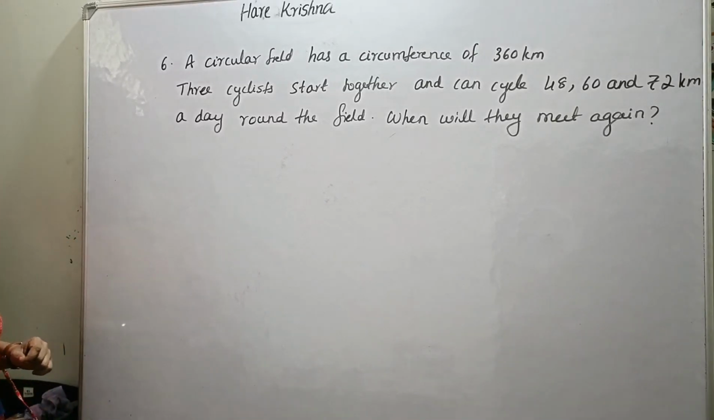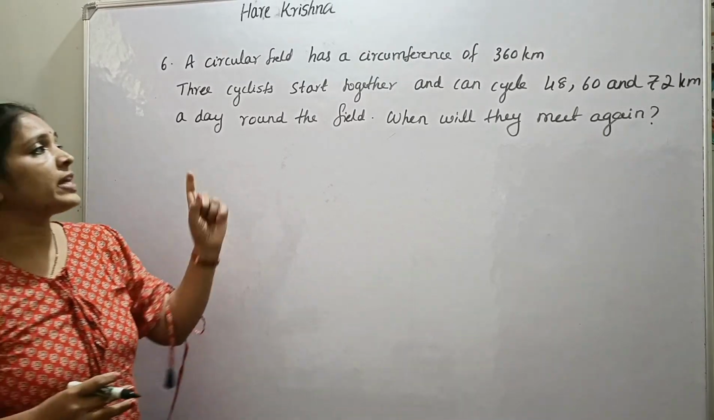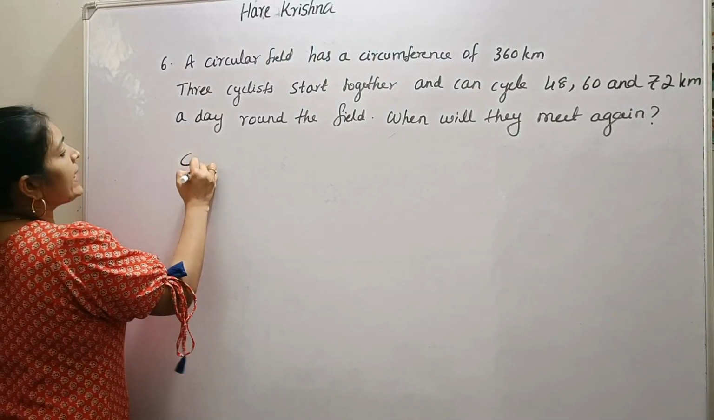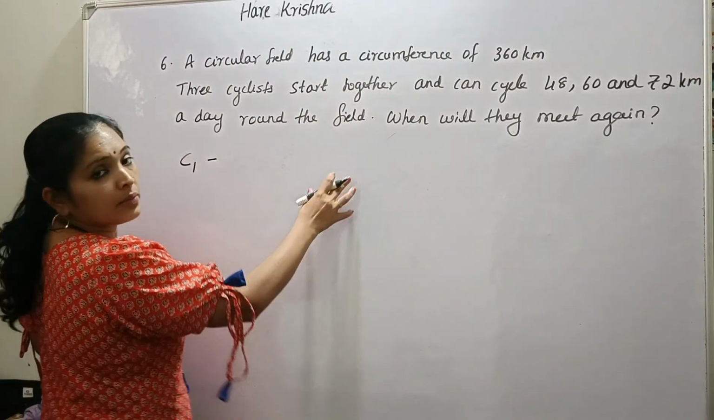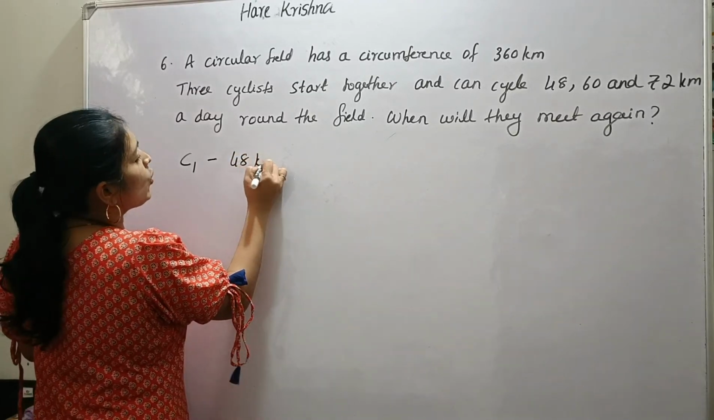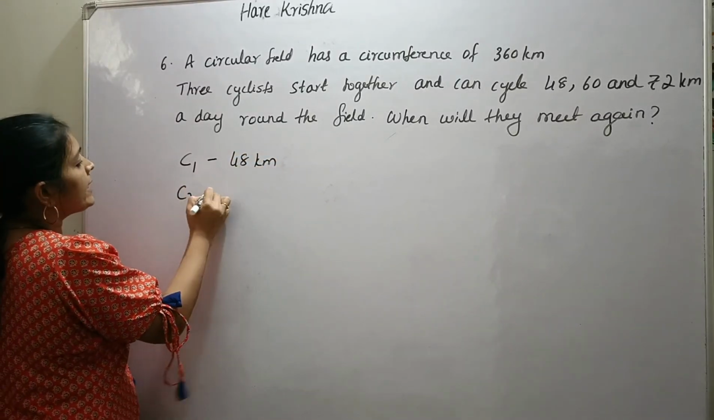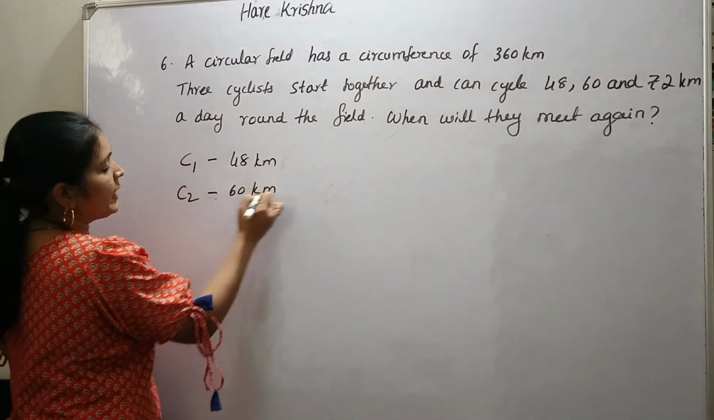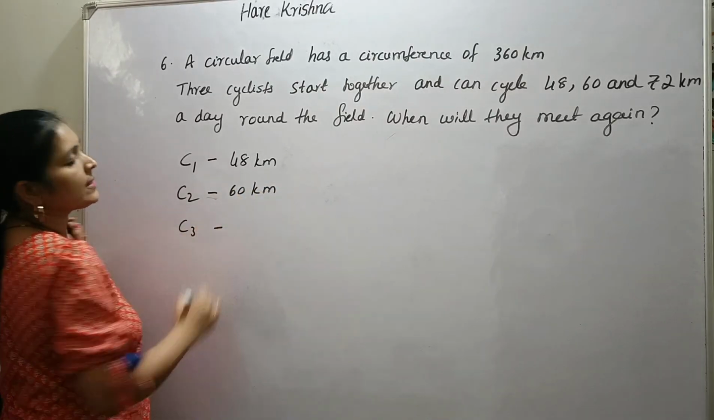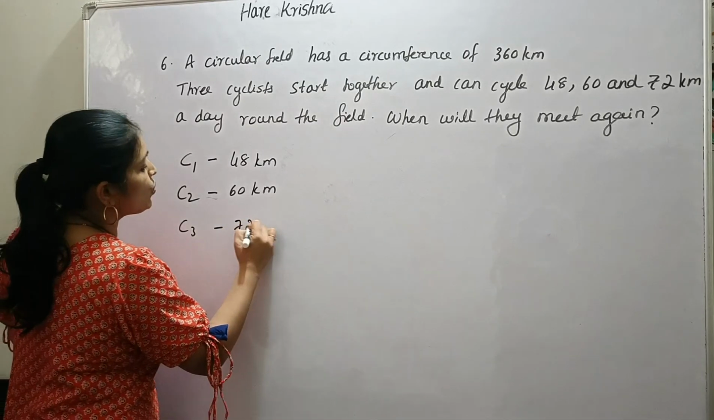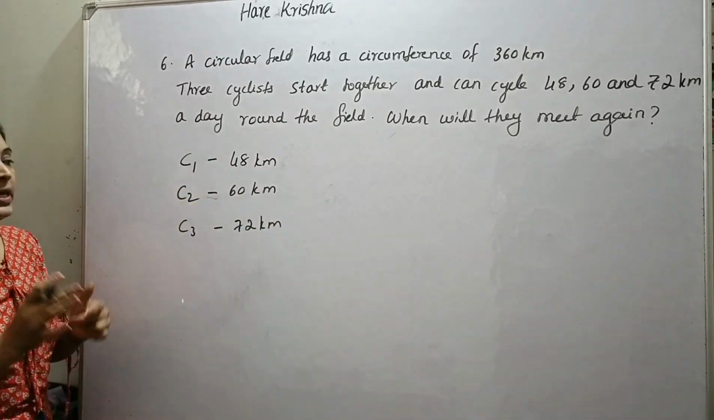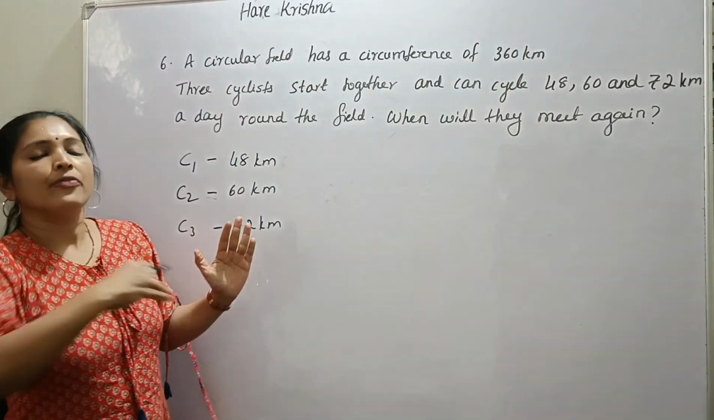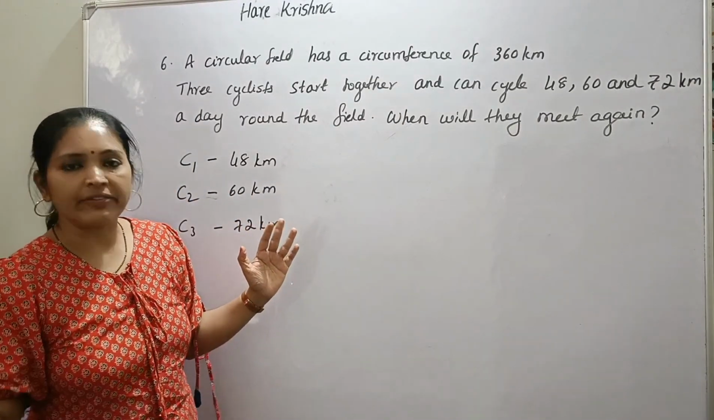See here, a circular field of circumference 360 km and there are 3 cyclists. Cyclist 1 can cycle 48 km per day, cyclist 2 can cycle 60 km per day, and the third cyclist can cycle 72 km per day. So here we have to find when will they meet again, means after starting, when is their meet?